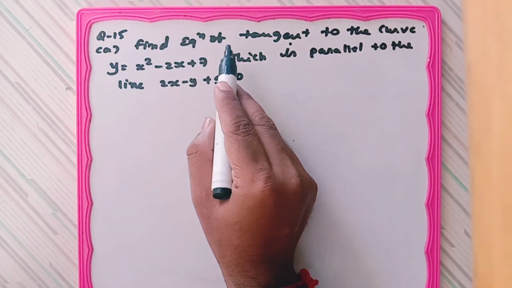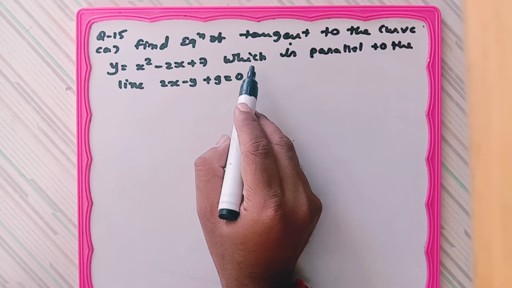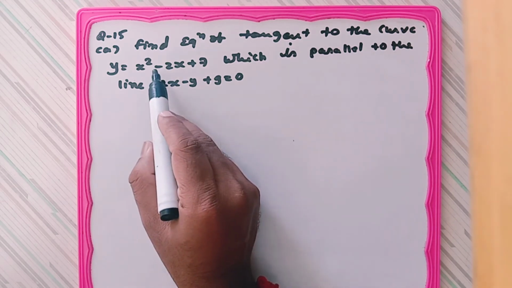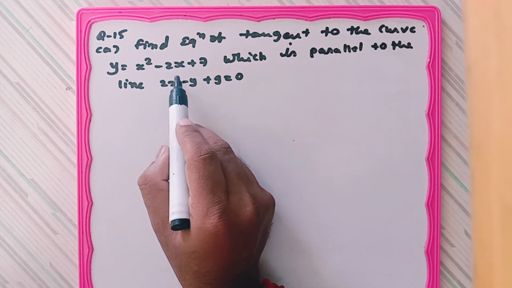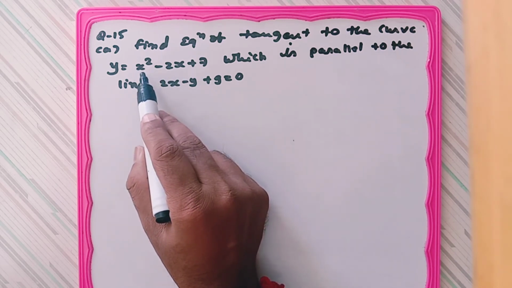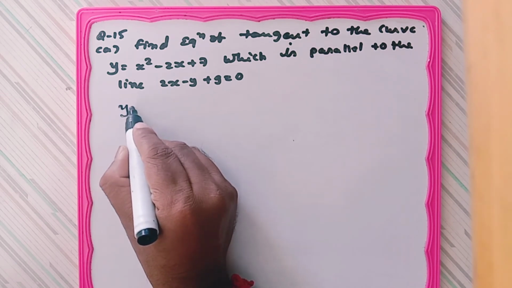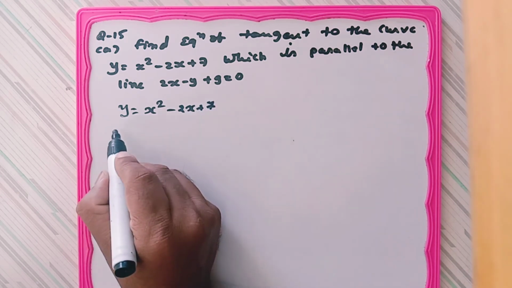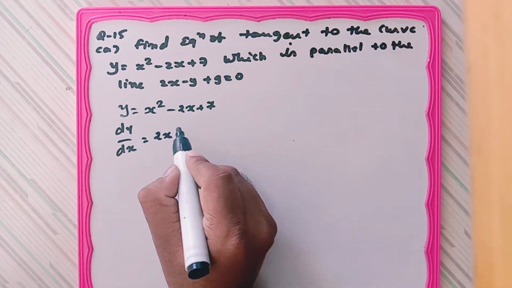Question 15: find the equation of tangent to the curve y equals x square minus 2x plus 7, which is parallel to the line 2x minus y plus 9 equals 0. This curve's tangent is parallel to this line, meaning the tangent slope equals this line's slope. For the slope of the tangent, we differentiate y equals x square minus 2x plus 7 with respect to x, then dy by dx equals 2x minus 2.